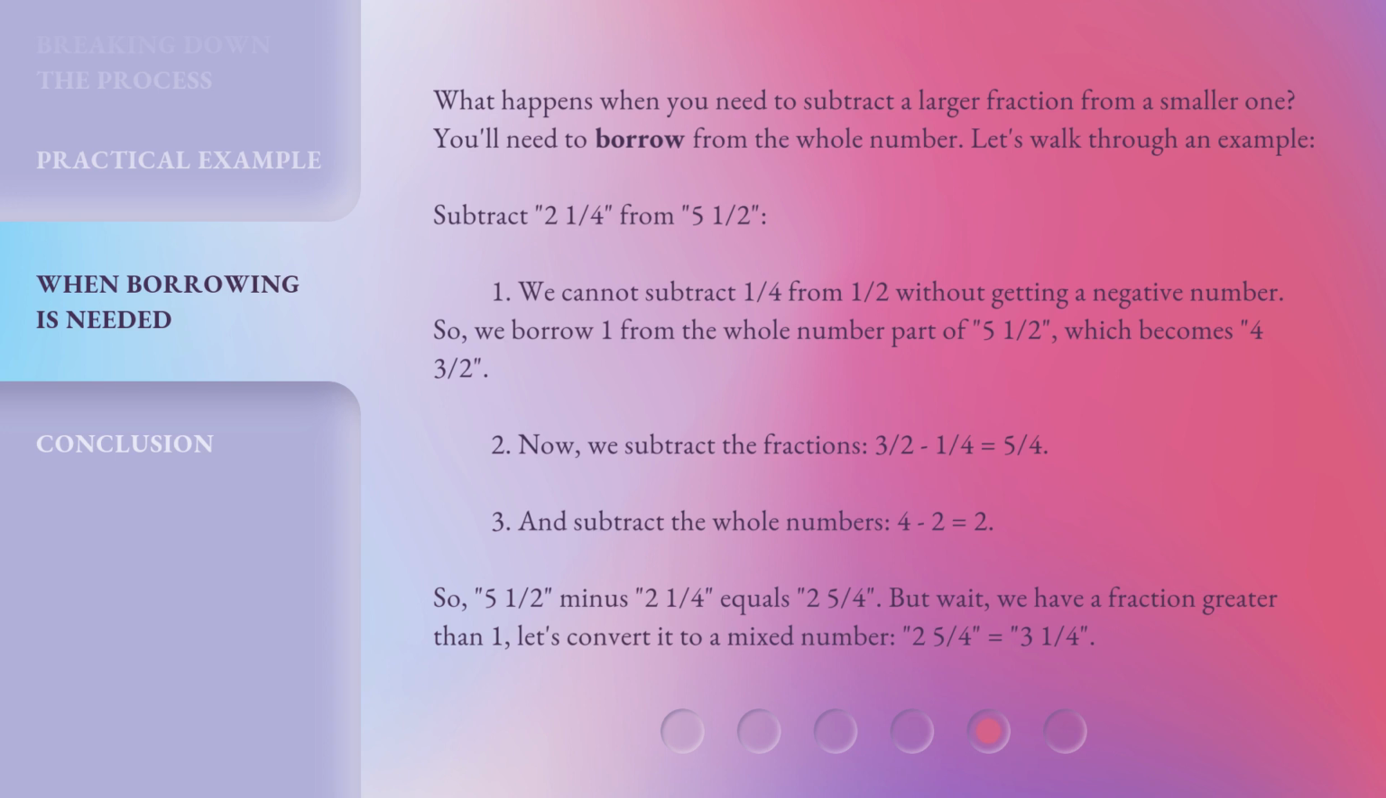2. Now, we subtract the fractions. 3/2 minus 1/4 equals 5/4. 3. And subtract the whole numbers. 4 minus 2 equals 2. So, 5 1/2 minus 2 1/4 equals 2 5/4. But wait, we have a fraction greater than 1. Let's convert it to a mixed number. 2 5/4 equals 3 1/4.